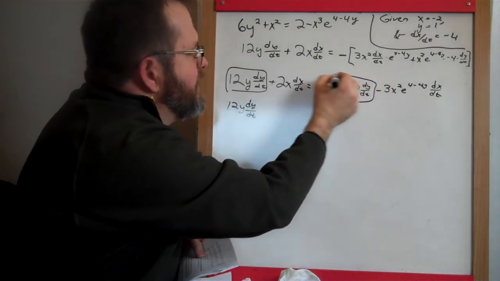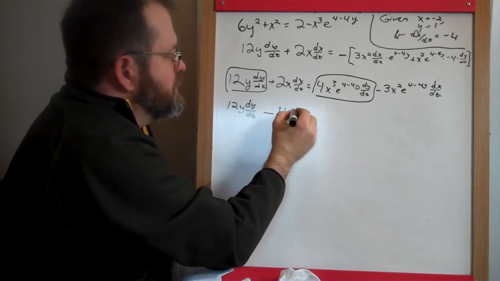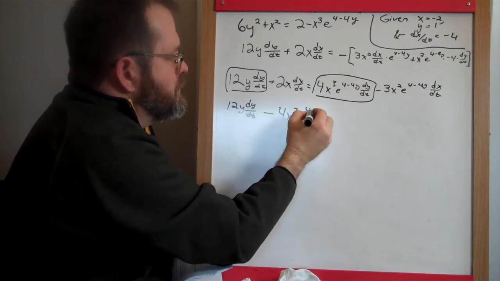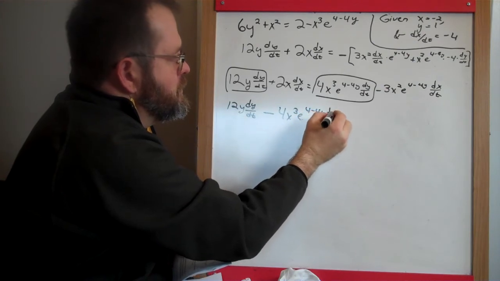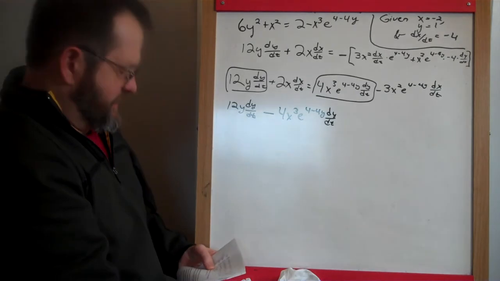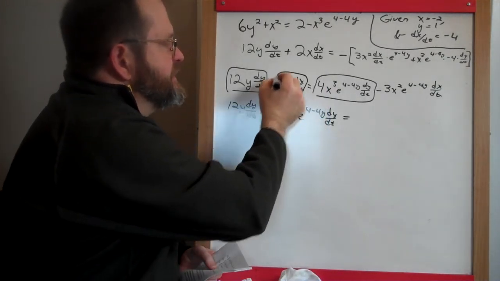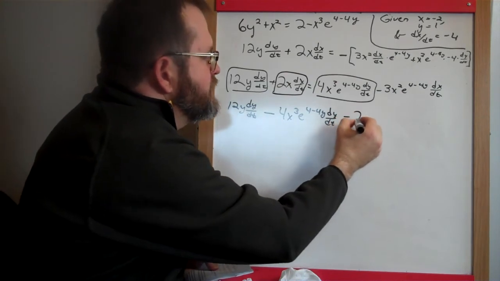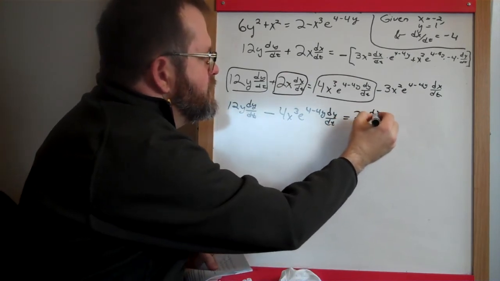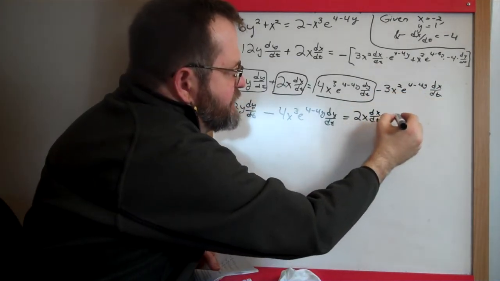This term's got a dy/dt in it, so let's pull it over to this side of the equation. That's the end of terms that have dy/dt's in them, equals... This term's got a dx/dt, so he's got to go over here. And this term has a dx/dt, he stays over here.